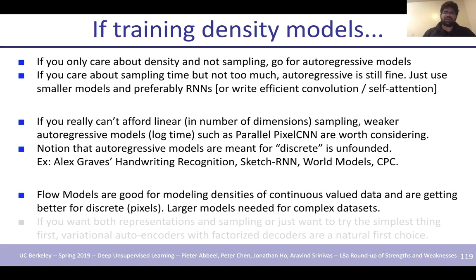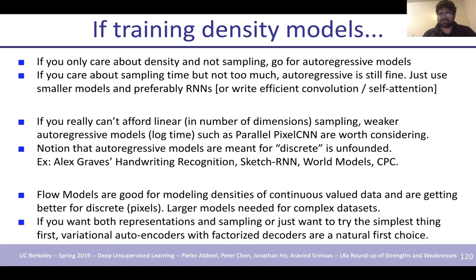And flow models are also pretty appealing for modeling continuous value data, the density estimates for continuous value data, especially when they're actually continuous and it's hard to figure out how to even quantize them. So that's another interesting aspect of flow models. And if you also want to have representations and also sampling, but you want to have the simplest possible model, VAEs with factorized decoders may be the natural choice.